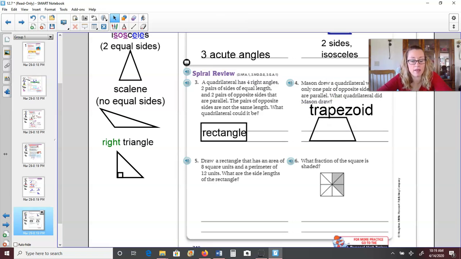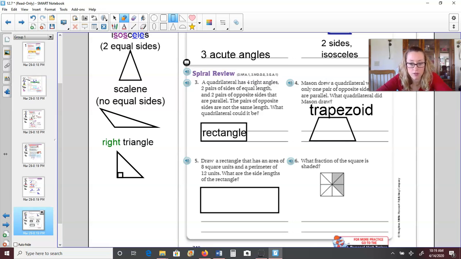Okay. And number 5, draw a rectangle that has an area of 8 square units and a perimeter of 12 units. What are the side lengths of the rectangle? Okay, so this is a little tricky because we skipped over the chapter of perimeter and area, but first, let's just walk through it. Draw a rectangle. There we go. And we need it to have an area of 8 square units, meaning we need to have 8 squares drawn inside the rectangle.